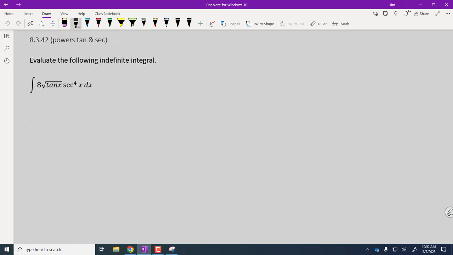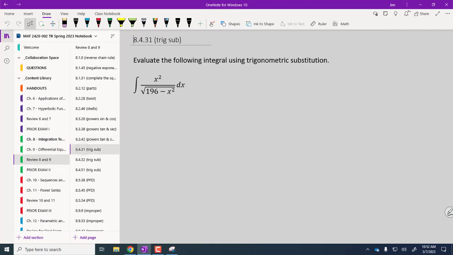So this one, there's only one choice. What would we want to pull off? Yeah, we want to pull off secant squared and convert the secant squared that's remaining. So same strategy actually on that one. Trigonometric substitution, here we go.